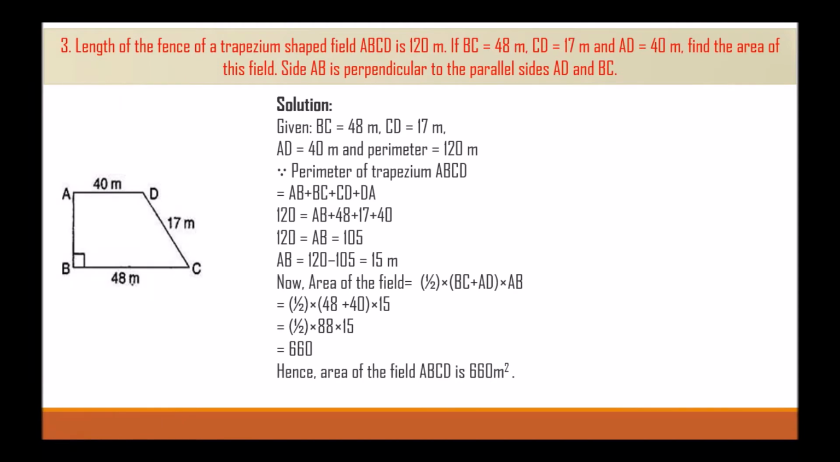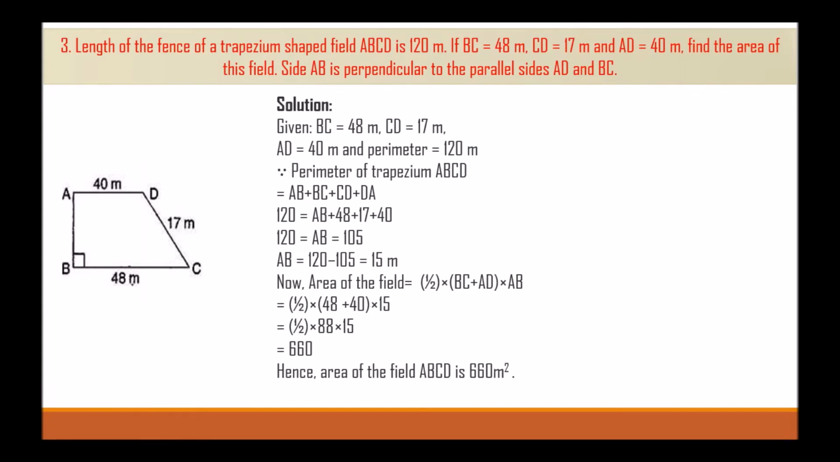Third question, the length of the fence of a trapezium shaped field ABCD is 120 meter. If BC equals 48 meter, CD equals 17 meter and AD equals 40 meter, find the area of this field. Side AB is perpendicular to the parallel sides AD and BC.